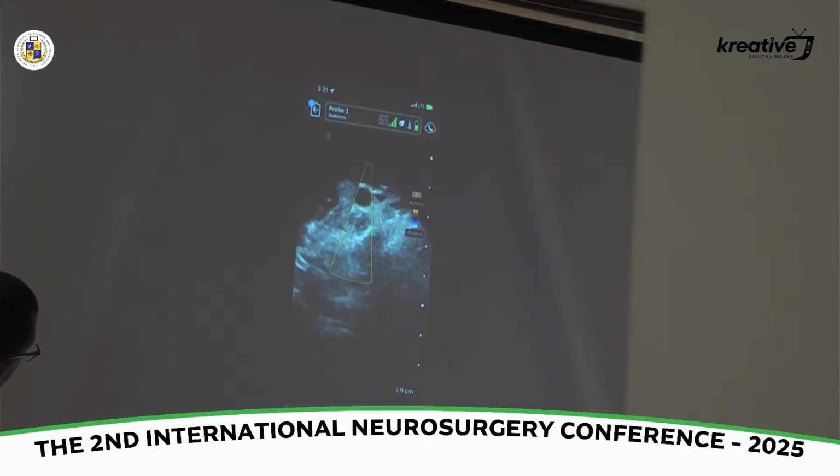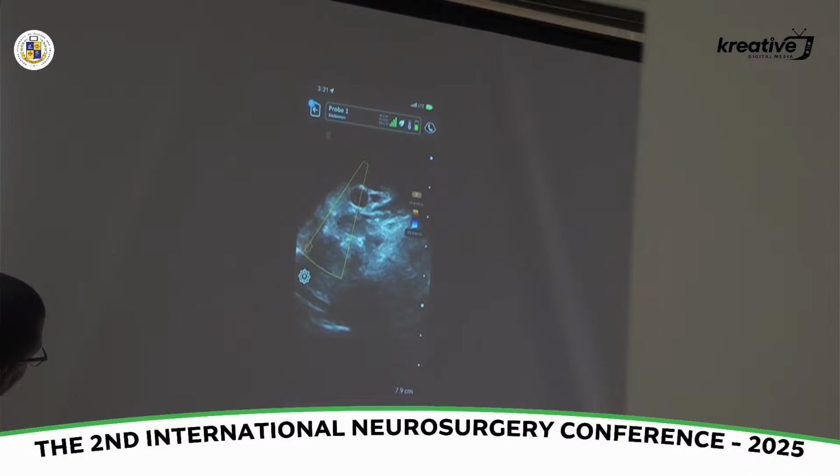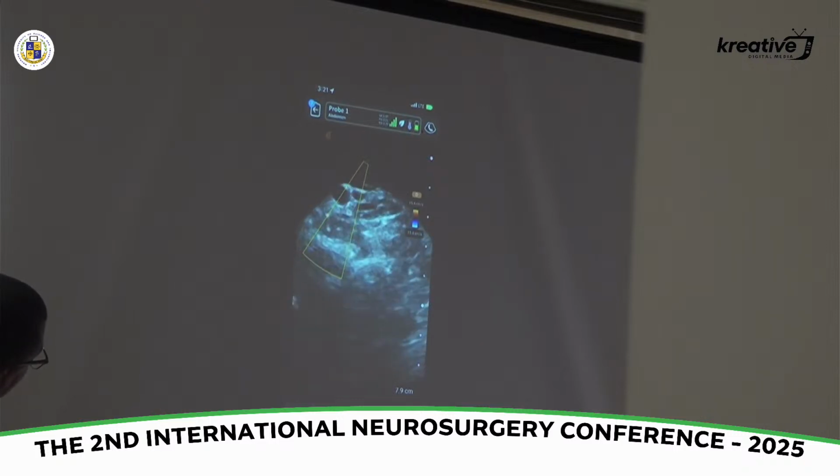So right there, you can see the pulsatility of the ICA. When I ultrasound the ICA, I always do it very gently so you don't compress the vessel. And you can see also the flow is color coded red. That means it's towards my probe.